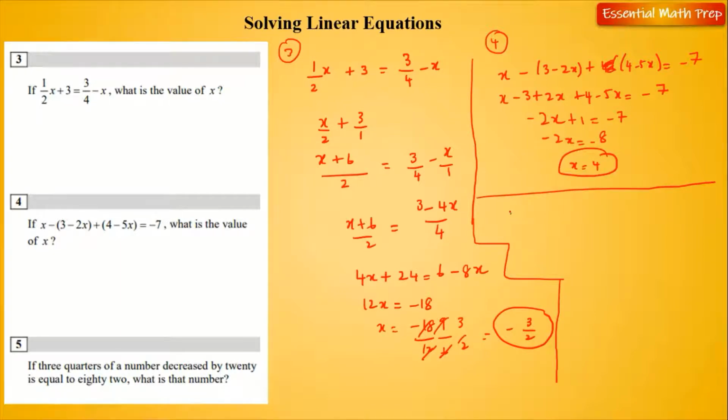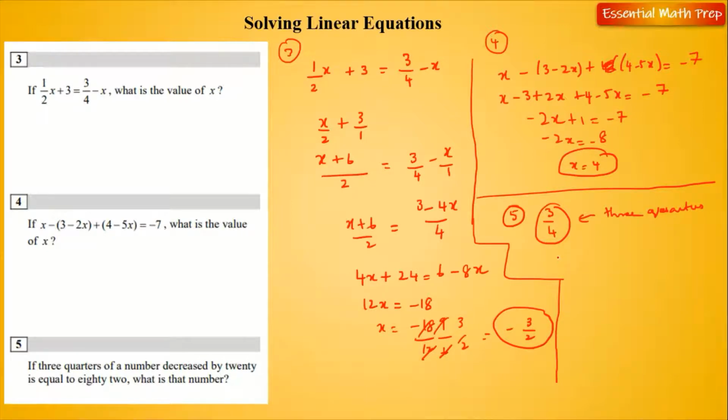All right, let's do the final problem. If 3/4 of a number decreased by 20 is equal to 82, what is that number? Again, 3/4 means it's 3/4, right? If you're not used to this sort of terms, then 3/4 means 3/4. And we don't know what the number is, so for now, let's call it n.